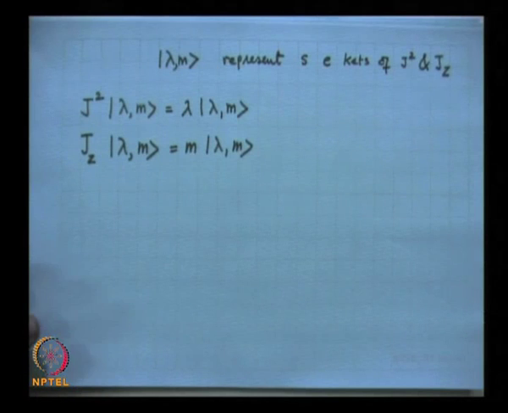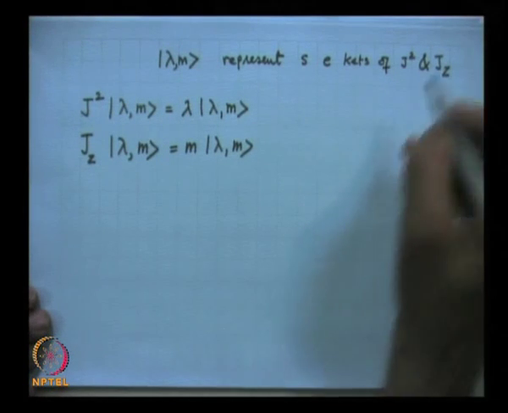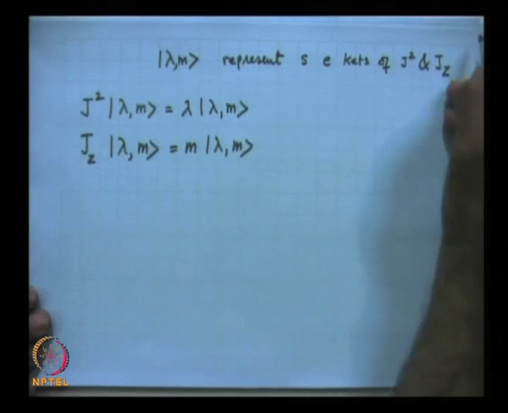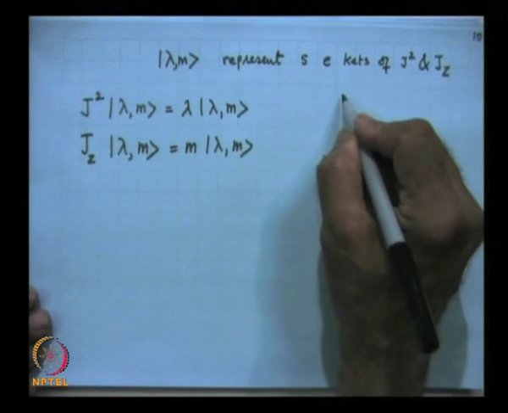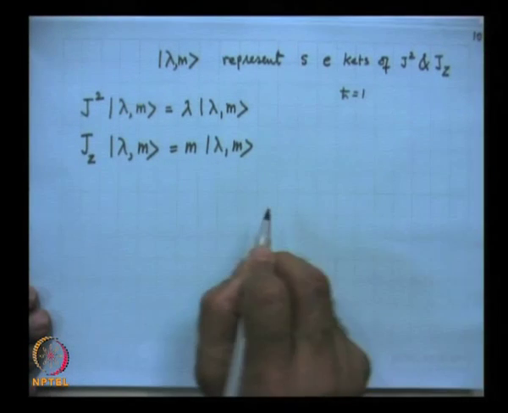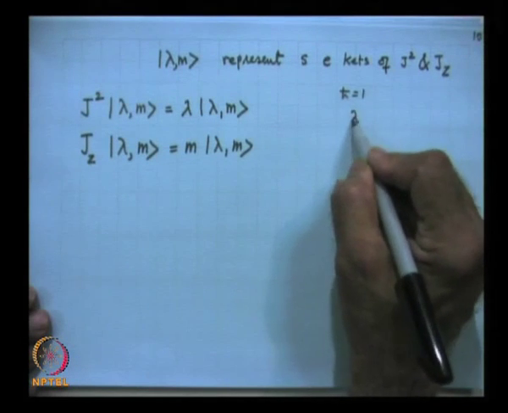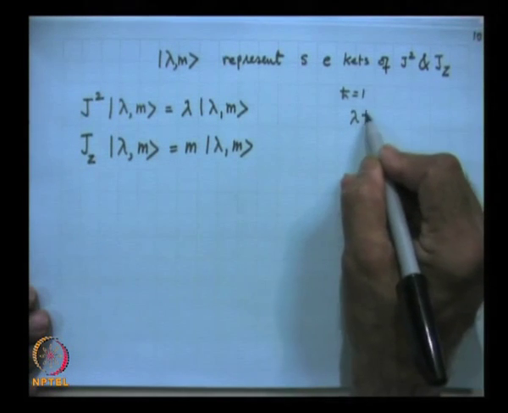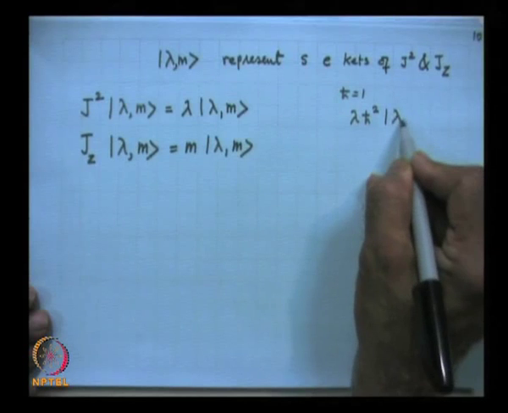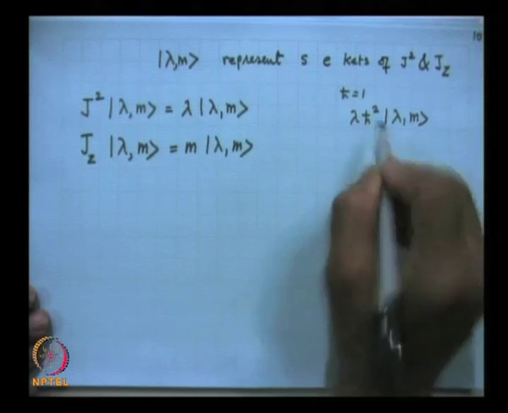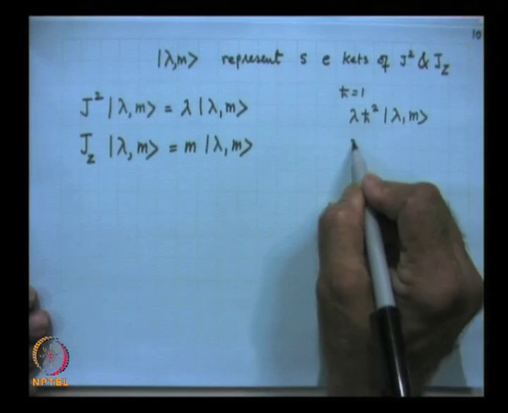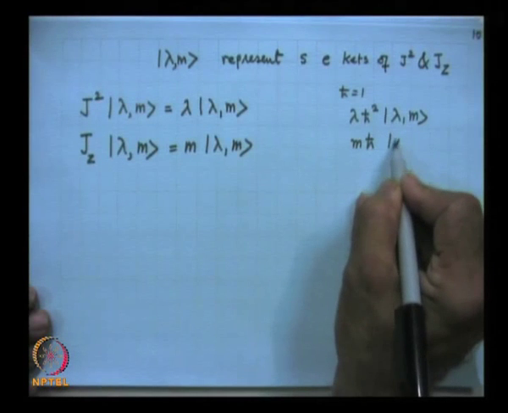Lambda and m are numbers. Actually, we must remember that we have assumed h cross is equal to 1. So, actually what we are saying is that on the right hand side it is actually lambda h cross square times ket lambda m, the h cross square is hidden, and this is m h cross ket lambda comma m.